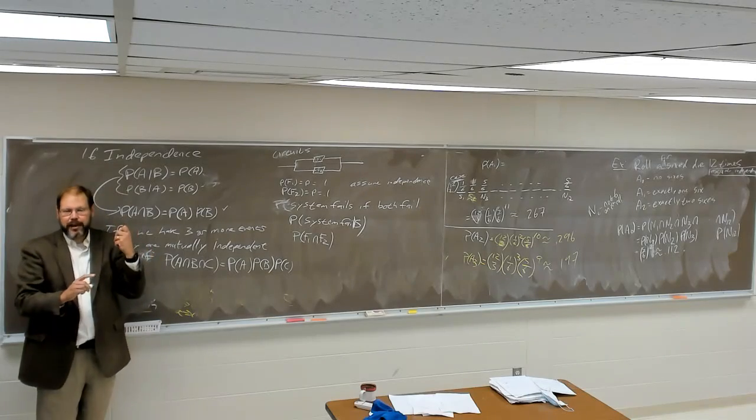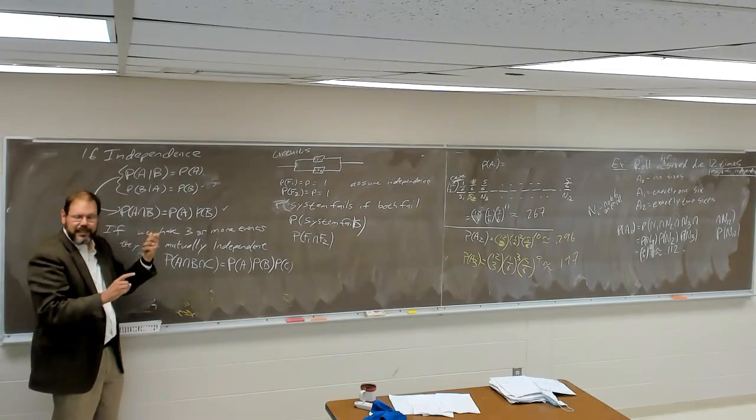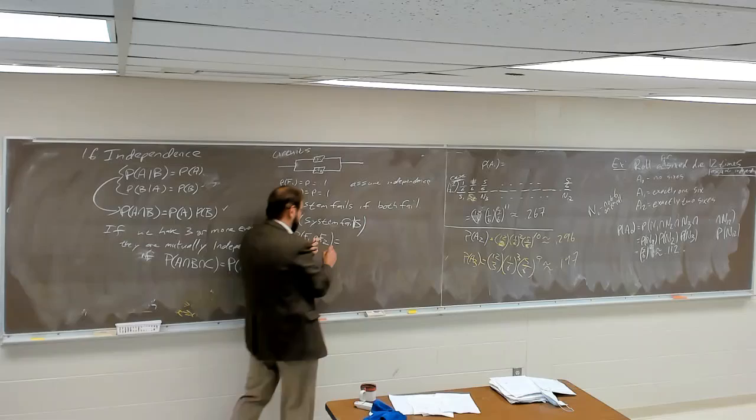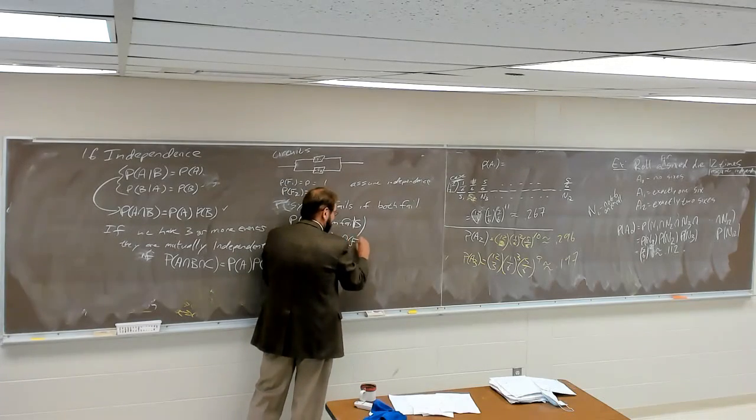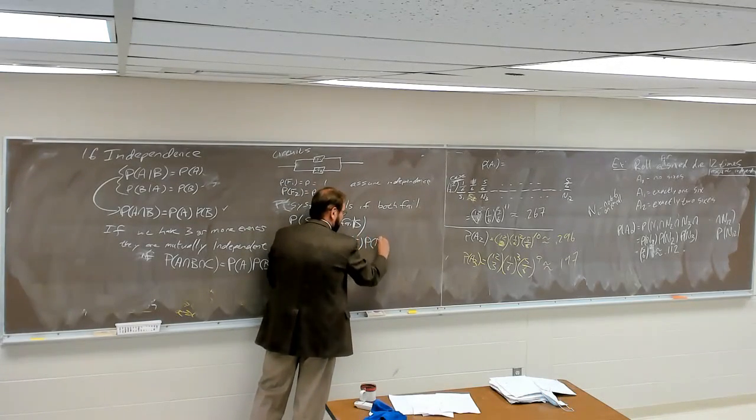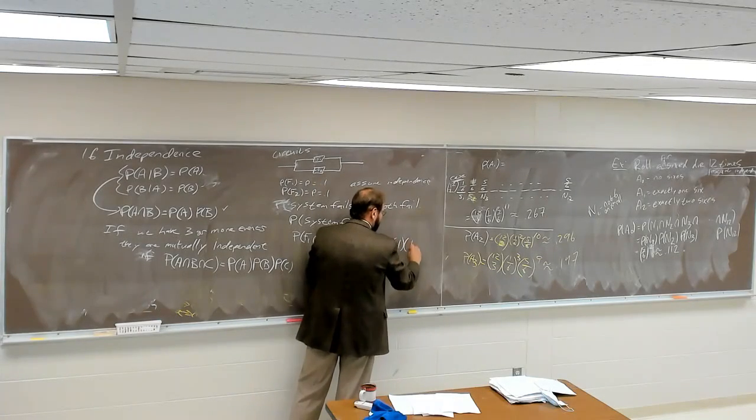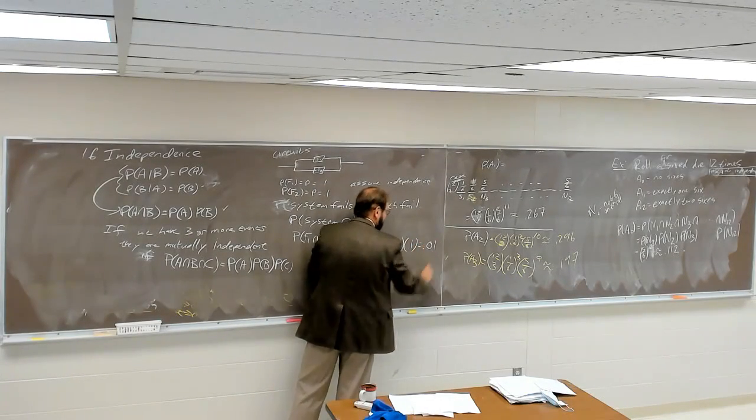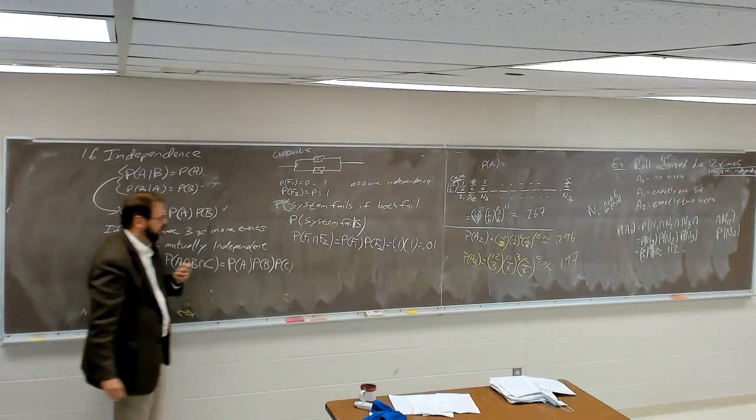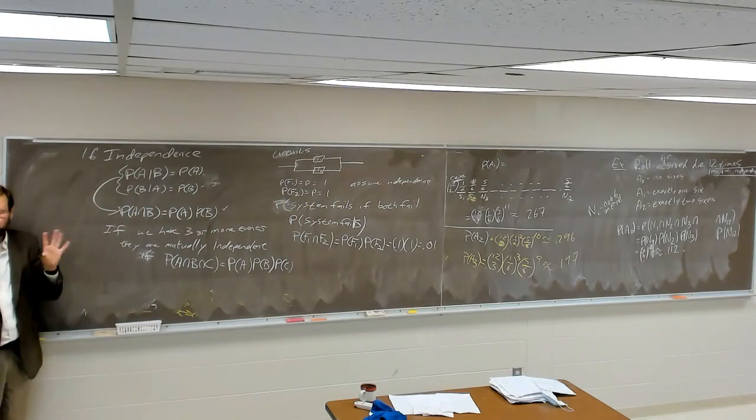Which would be what? What would that probability be? I can assume independence. I can just do a multiplication problem, which would be 0.1 times 0.1, and that's 0.01. So it would fail about 1% of the time.